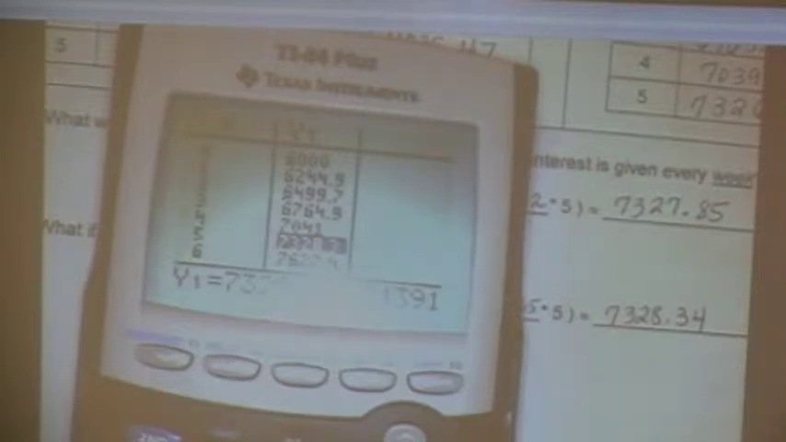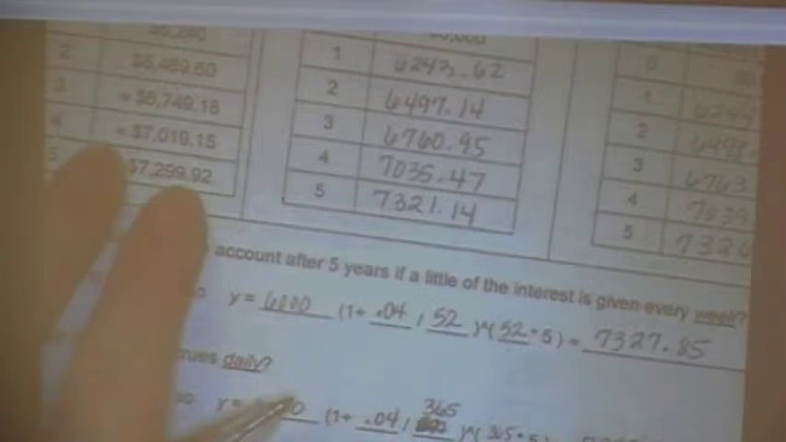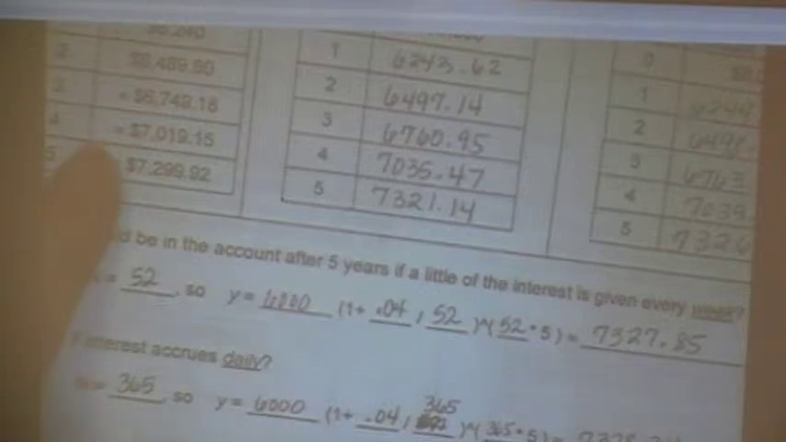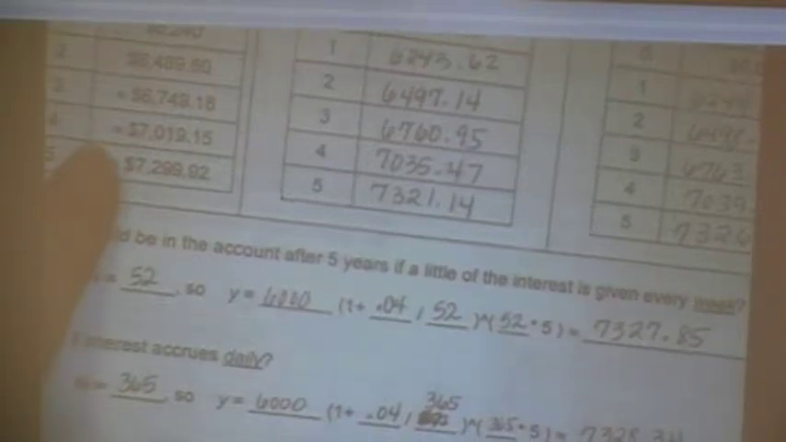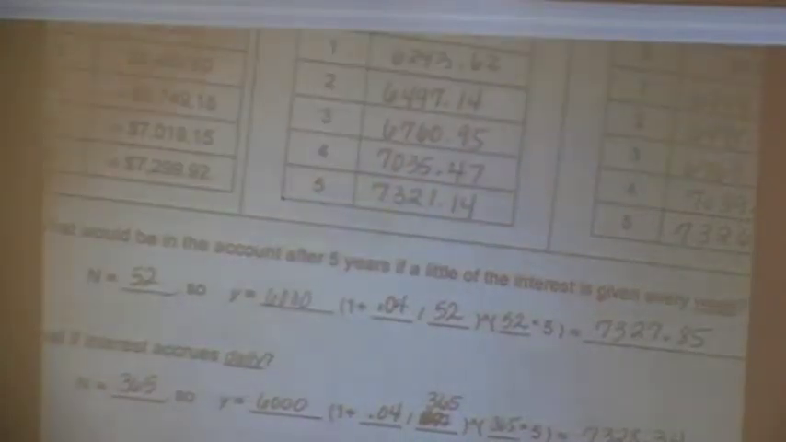So, if they compounded annually, that gave me $7,299.92. If they compound daily, I get $7,328.34. So what is a better deal to you? Daily. If they compound daily, you get more money that way. All right, those were all growth problems. Now we're going to look at a couple of decay problems.